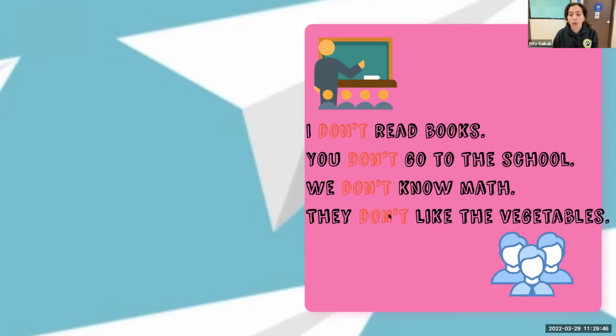We don't know math. Well, we is first person plural, right? Yes. So we gets don't. They don't like vegetables. They is third person, but it is plural. So they gets don't and not doesn't.